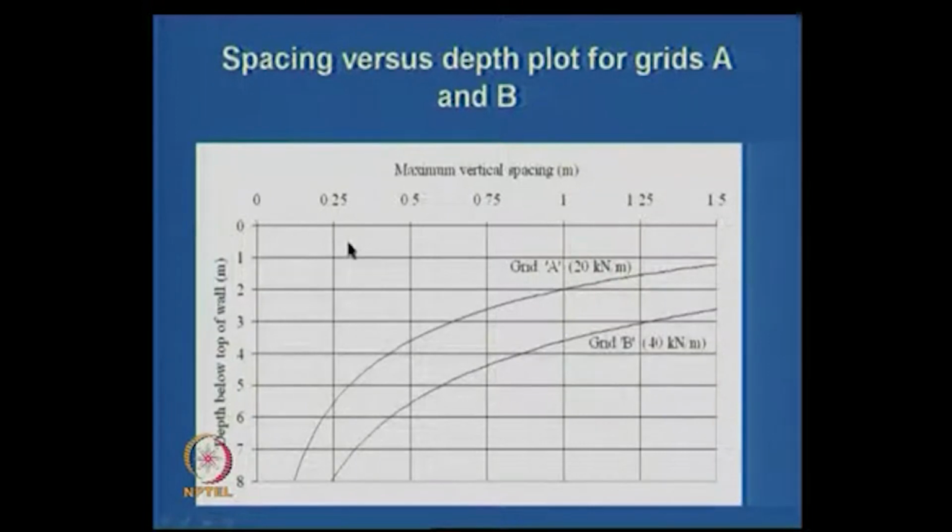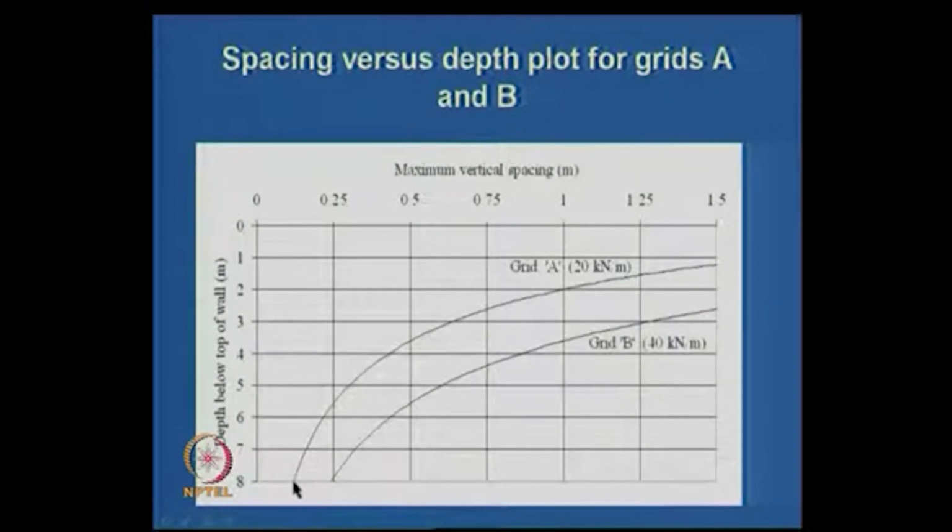What it means is that if you are using a geogrid A, which is somewhat weaker compared to this, 40 kilonewtons is bigger, right, stronger. So, you can have 0.25 spacing, up to a depth of about this much length. So, here grid A, 20 kilonewtons per meter.